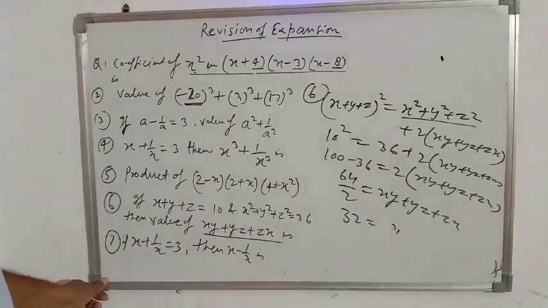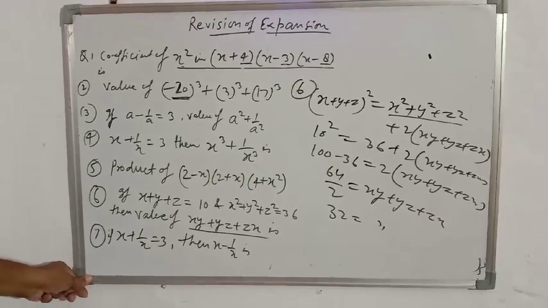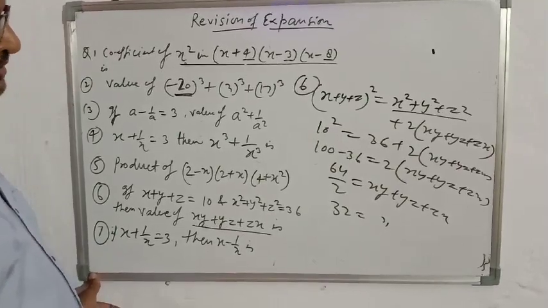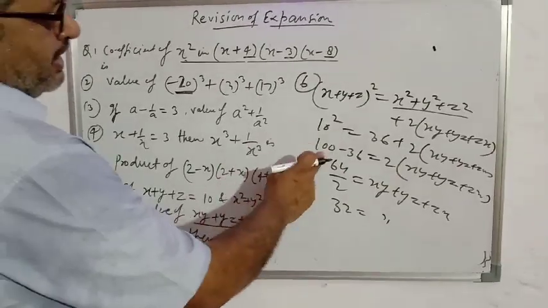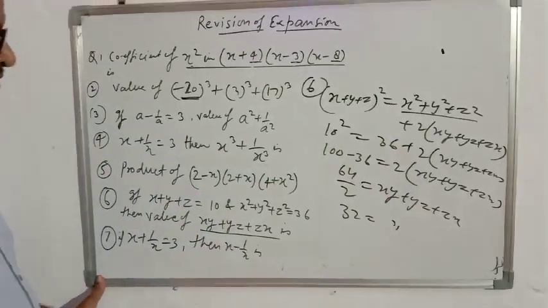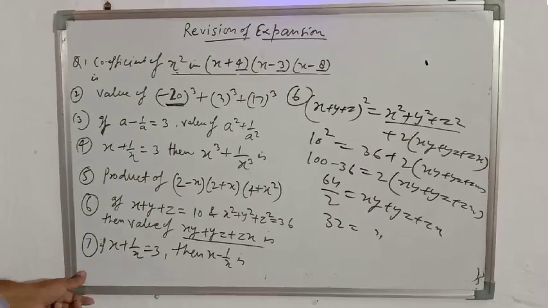You will get less time for each question, maximum 2 minutes for one question. So some calculation you have to do in your mind. So 10 square 100, 100 minus 36 is 64, divided by 2, we will get 32 as the answer. See the last question, question number 7.